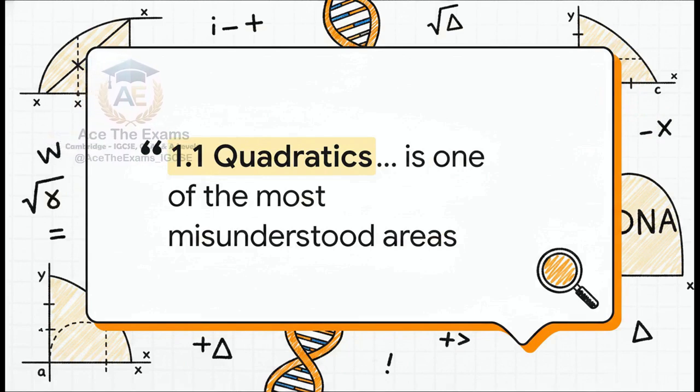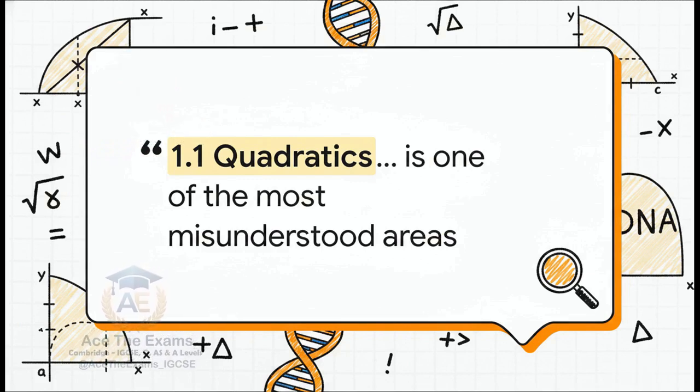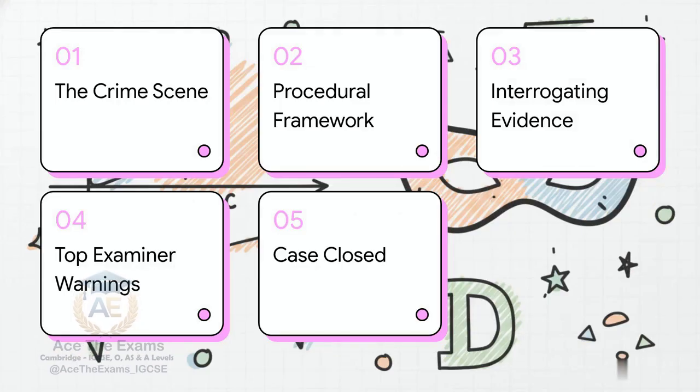But year after year, brilliant students bleed massive marks here because they lack the forensic precision required to actually interpret that DNA. They leave massive vulnerabilities in their working, and the examiners penalize them heavily for it. We are going to lock down those vulnerabilities right now. Here is your official case file blueprint to decode the syllabus and stop unnecessary mark loss today. We'll start with number 1, the crime scene. Then number 2, procedural framework. Number 3, interrogating evidence. Number 4, top examiner warnings. And finally, number 5, case closed.